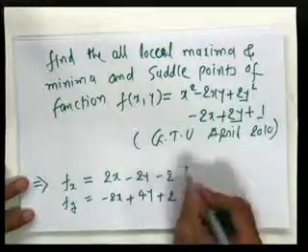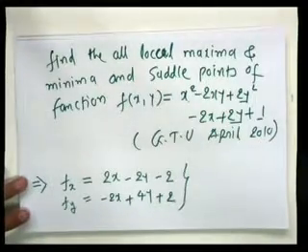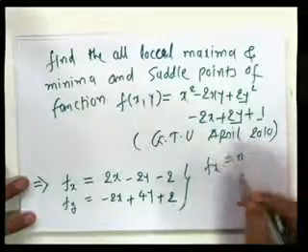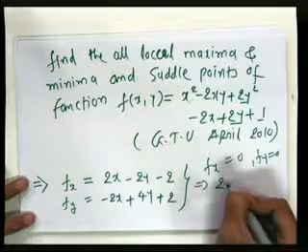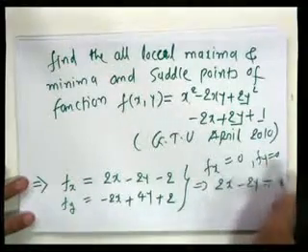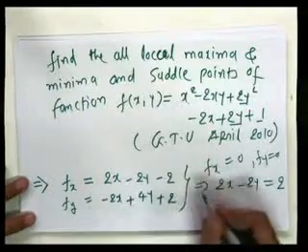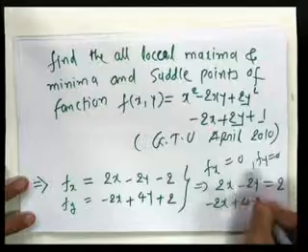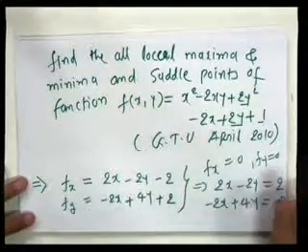Okay, so this is the partial derivative of f with respect to x and with respect to y, and if we take fx equal to 0 and fy equal to 0, we will get 2x minus 2y is equal to 2, and we will get minus 2x plus 4y is equal to minus 2.